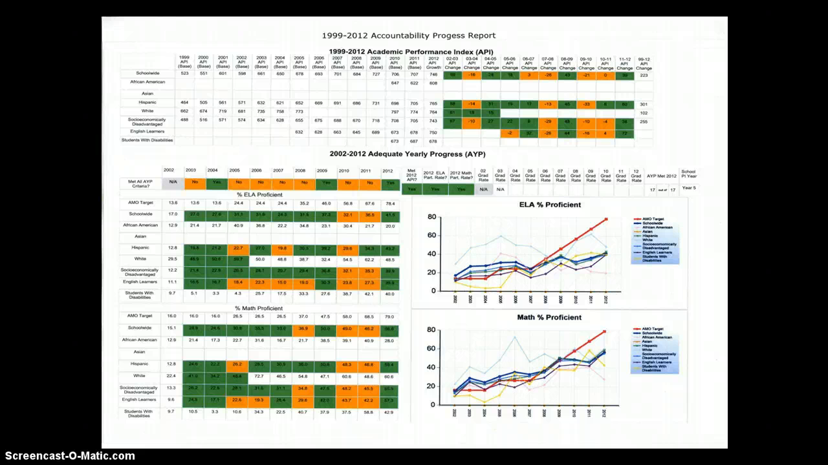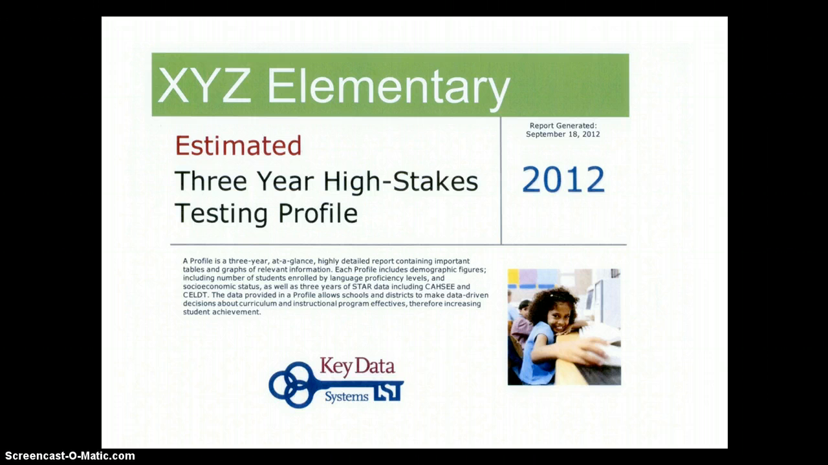This report, remember, can be downloaded from the RCOE website and includes all the Adequate Yearly Progress Report data on your school from 1999. The final report that you want to make sure you have in front of you is your own school's estimated 3-year high-stakes testing profile from Key Data Systems. The document you see in front of you right now is from XYZ Elementary School. It's a school that will remain nameless, and I'll be talking about their data as we analyze your data at the same time. We'll use this to guide you through the process.